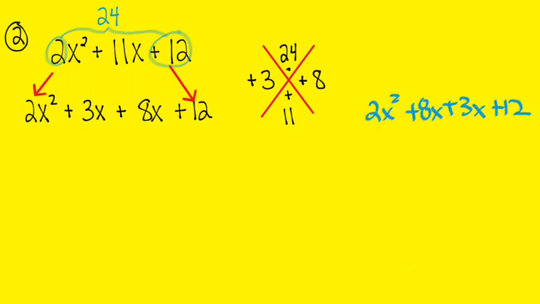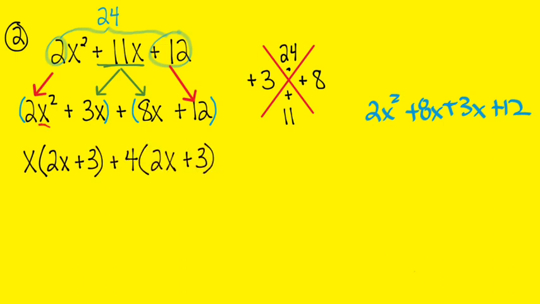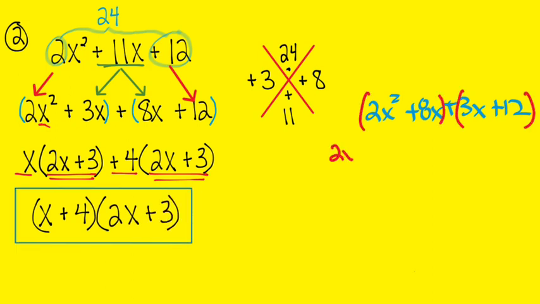And what if I decided to switch it and put the 8x first and the 3x second? Well, I'll do that in blue on the right-hand side. So I factor by grouping. And I regroup after I take another GCF out.